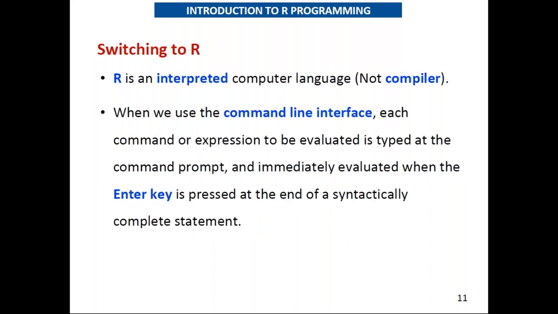Then R is an interpreted computer language, not a compiler. Just now we mentioned R is not a black box. So that means it is not a compiler. Compiler means which takes input and produces output without knowing the internal process. Here, R is an interpreted computer language. We have to check the line by line interpretation, the process.